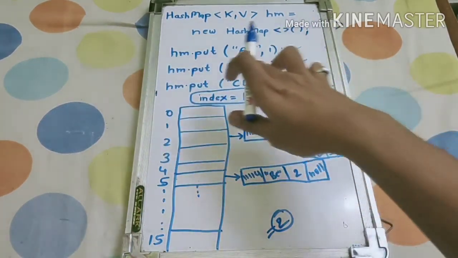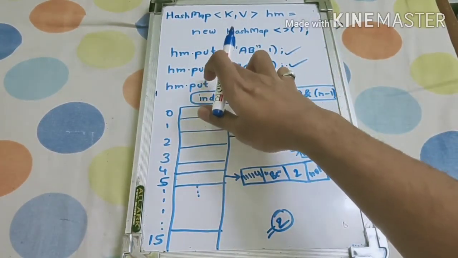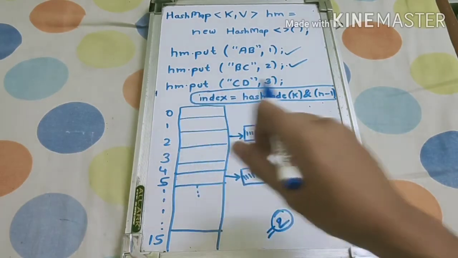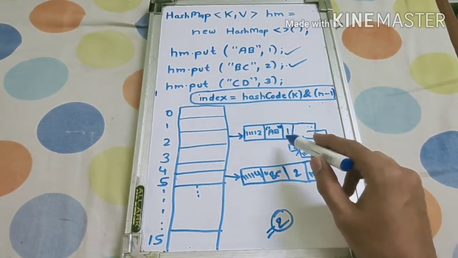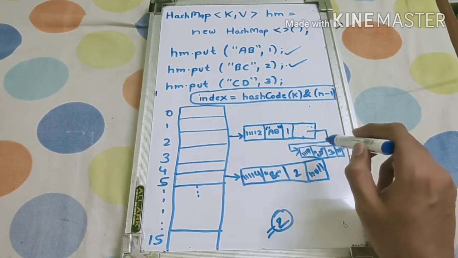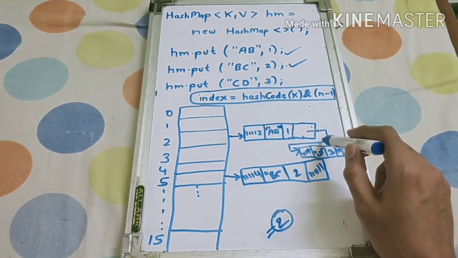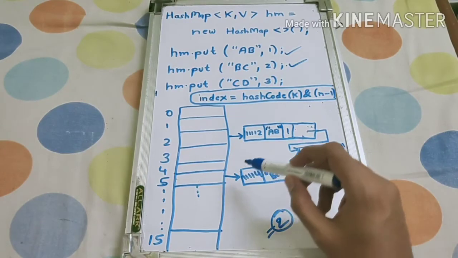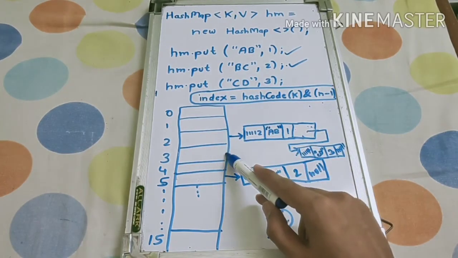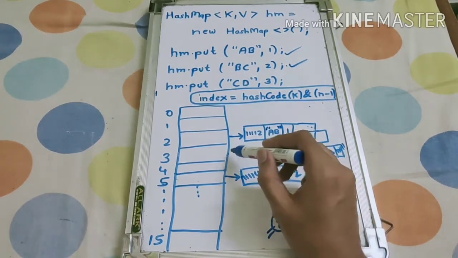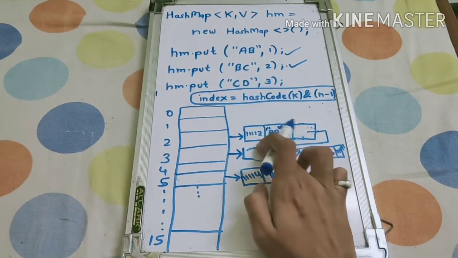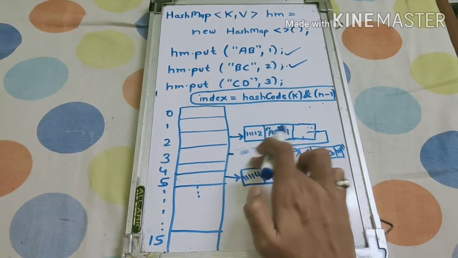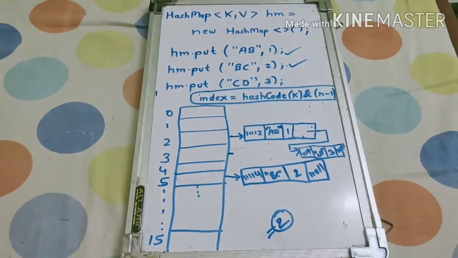So once we get the put statement, if the index value is the same, it will attach to the already connected node in the form of a linked list, and if there is no element at a particular index, then it will store the first node of that linked list. So this is how HashMap works internally in Java.